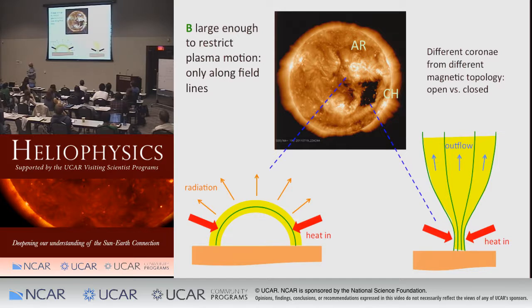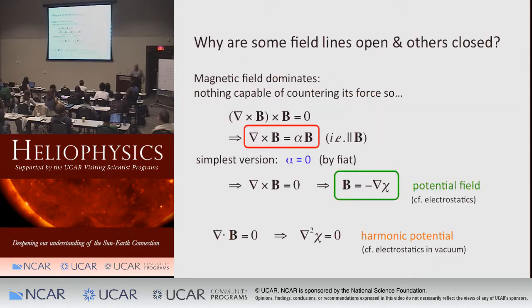Actually, very often the coronal holes are at the poles. I'm going to start talking about the geometry of these things. The next question here, I'll leave you to know where we're going. Why are some field lines open and others' field lines closed? Get back to our spherical harmonics.